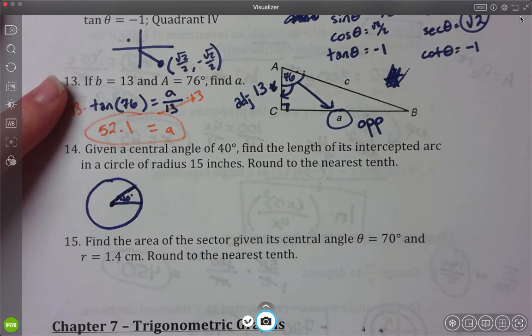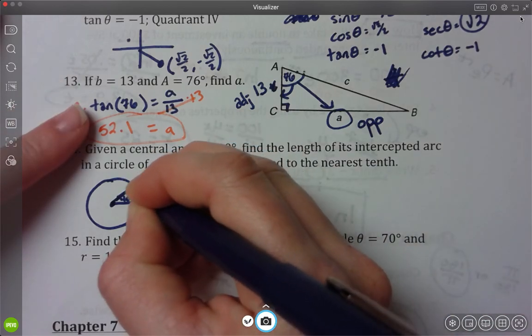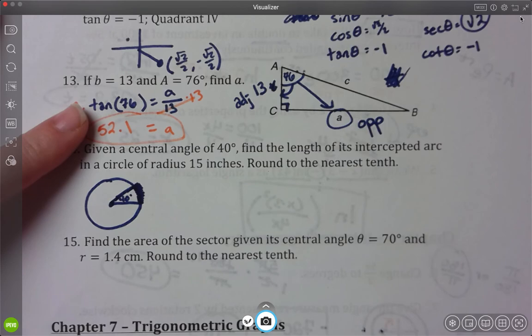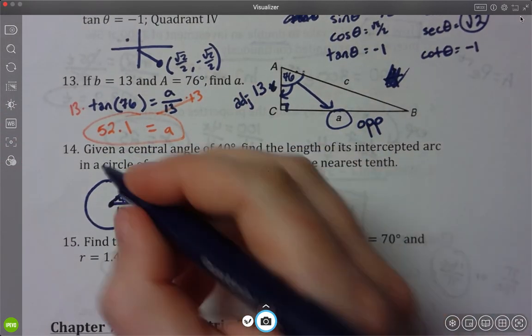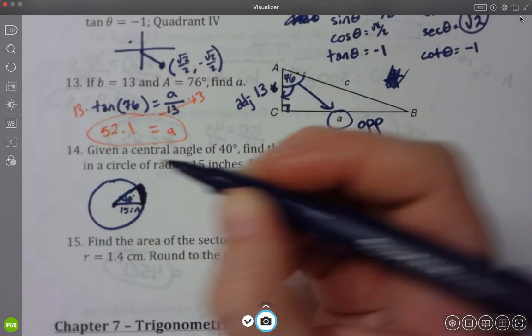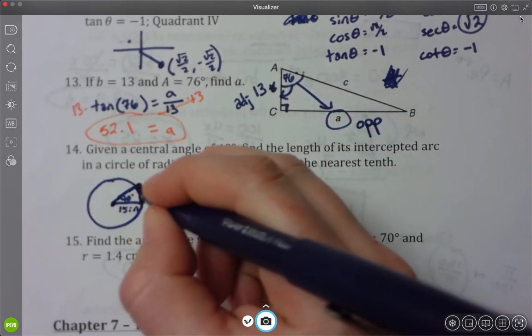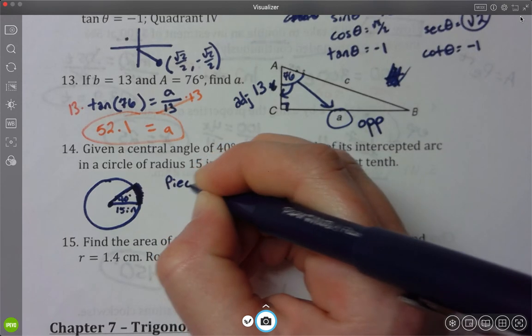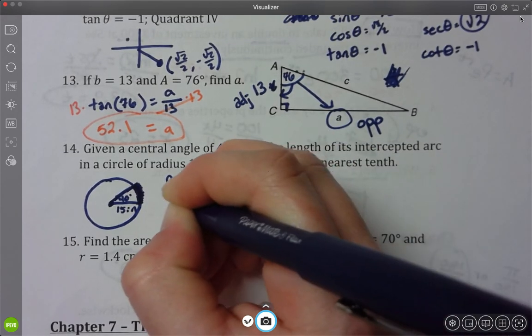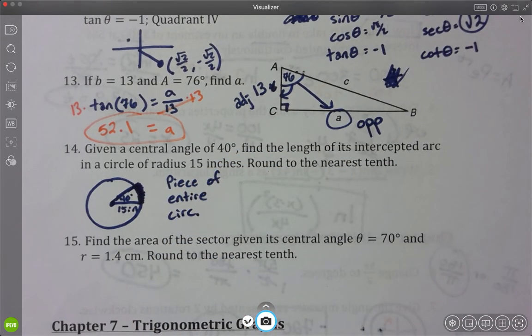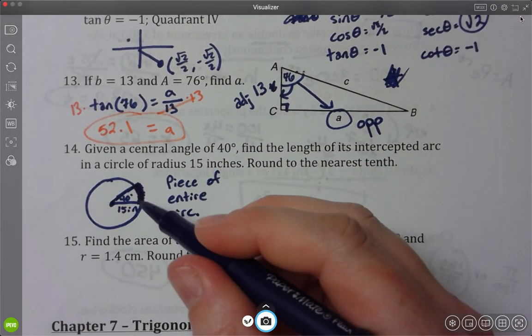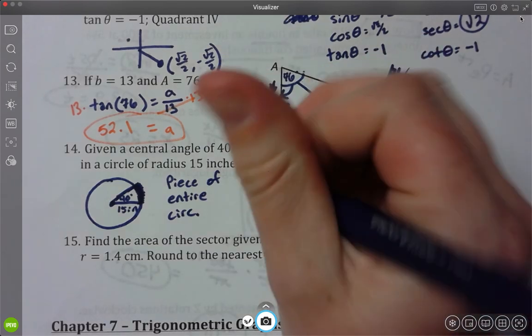Find the length of the arc. That would be this part right here. We're trying to find that length if the radius is 15 inches. Now, when we're doing arc length, this is asking us for a piece of the circumference, a piece of the entire circumference. That's what they're asking for. So let's go ahead and find what the entire circumference is.